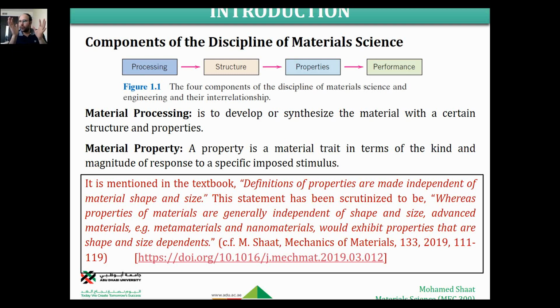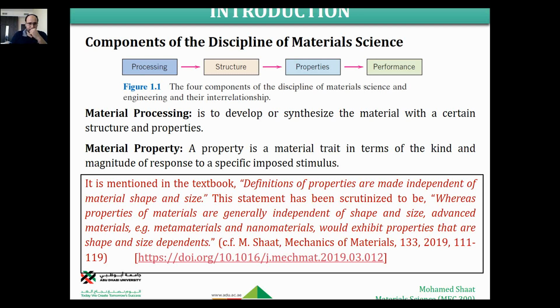So we can even do classification of materials based on their properties. This material has certain specifications, this material has different specifications, so these are two different materials. What distinguishes one material from the other is a material property. The material property is a material trait in terms of kind and magnitude of response, how the material is going to respond to an external force, to an external heat, to an external stimulus in general, to an external action. This is the physical meaning of a property.